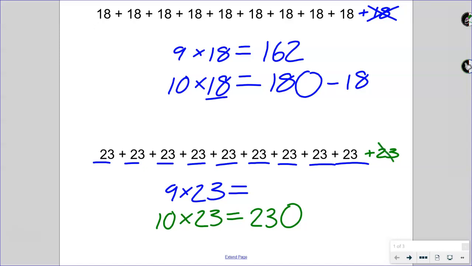So now I need to take away that extra group of 23. So I'm going to subtract 23 from that number, very carefully, of course. And if I do that, that will give me 207. By the way, right now, if I were to name this strategy, I would simply call this an over strategy. When I want to find out what 9 of a number is, I'm just going a little bit over it first to make the solution easier.